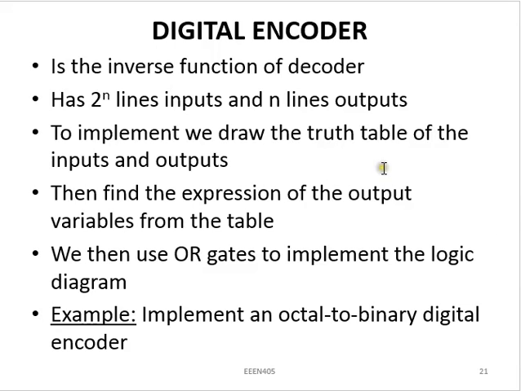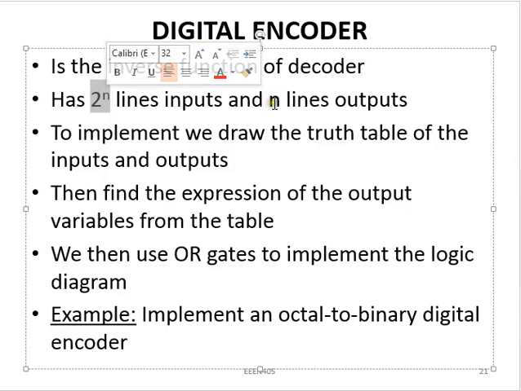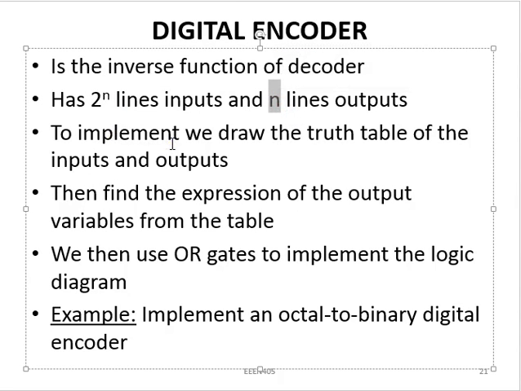The next thing is digital encoder. This digital encoder is a circuit that performs the reverse or the inverse function of a decoder. This time around, it can take input of 2 raised to power n lines, and it can produce output of only n lines. To implement this, we draw our truth table that will give us the input and the corresponding output. Then we use that truth table to find the expression for each of the outputs, that is, the logic representing the output in terms of the input variables. Then we use OR gates to implement the logic diagram.